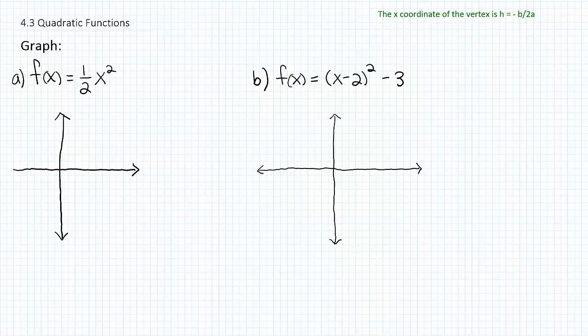Graph. All right, so in example A, we're going to graph f of x is equal to 1/2 x squared. So we can tell because it's an x squared that it's a quadratic function. And we also know from our transformation section that that 1/2 in front is going to take the basic parabola and make it widen out a little bit. So in other words, it's not going to be as tall and skinny, it's going to be a little more wide and fat.